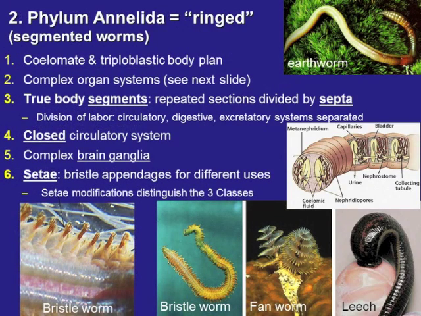Now let's look at the phylum Annelida, which means ringed segmented worms. 1, they have a coelom, a true coelom, and a triploblastic body plan. 2, they have complex organ systems. We'll see that on the next slide.